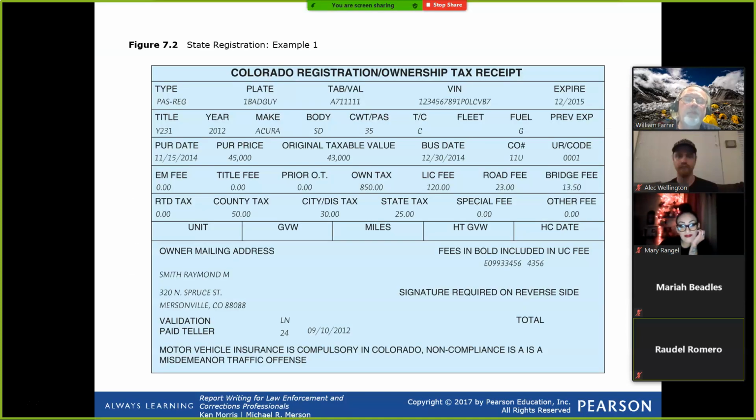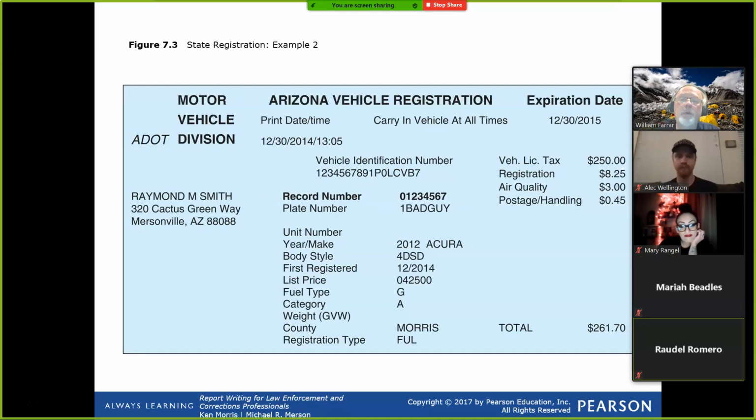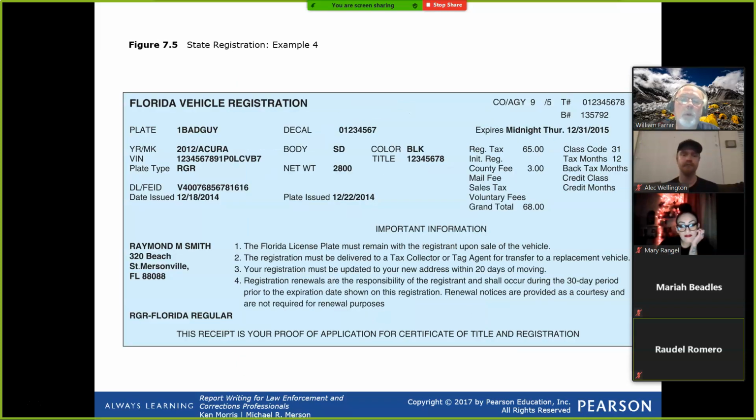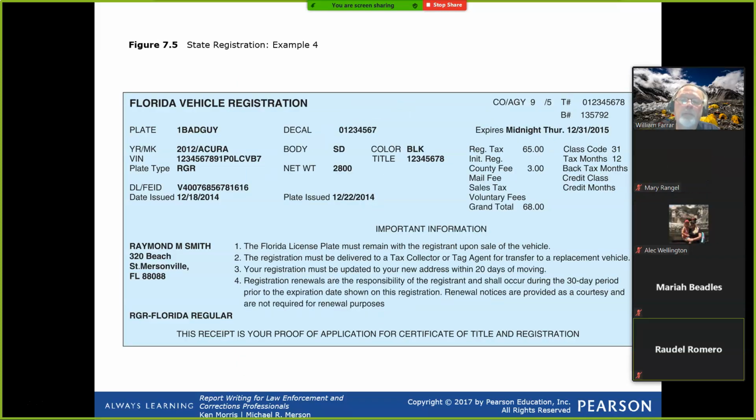Here's some examples from your textbook on what a registration would look like. I showed you the one from California. So same thing, typically has the same information. Here's one from Texas from your book, Florida. It's going to have the same thing.